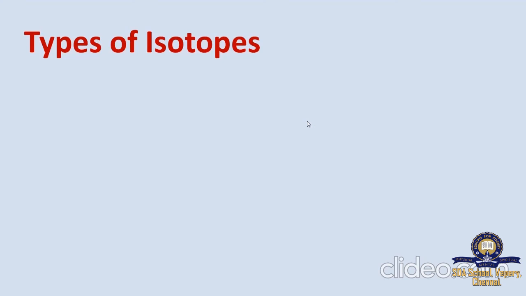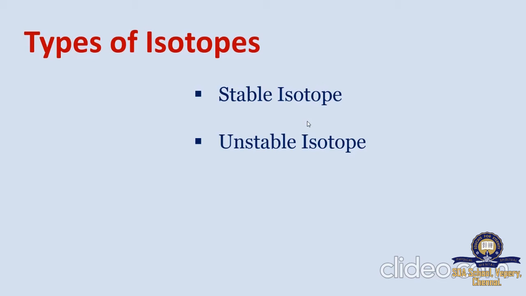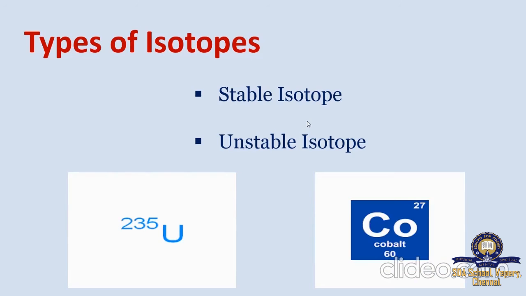So there are two types of isotopes. One is the stable isotope and the other one is the unstable isotope. The isotopes of hydrogen which we saw are an example of stable isotopes. And what would be the unstable isotope? The isotopes which are unstable as the result of extra neutrons in the nuclei are radioactive and are called radioisotopes. For example, uranium-235 and cobalt-60, used in radiotherapy treatment. These elements are radioisotopes, which are unstable isotopes.